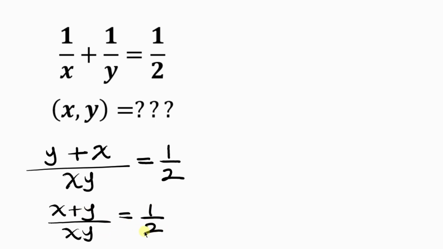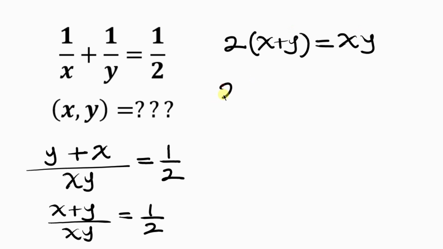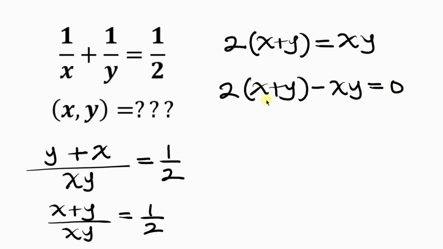Now let's cross multiply. So that means these two crosses to multiply x plus y. So 2 times x plus y is equal to xy times 1, which is xy. Very good. Now let's move xy to the left-hand side. So we have 2 times x plus y, and as xy crosses to the left, it becomes negative xy, and this is equal to 0. Now let's open up this bracket. So 2 times x is 2x plus 2 times y is 2y, and then minus xy equal to 0.